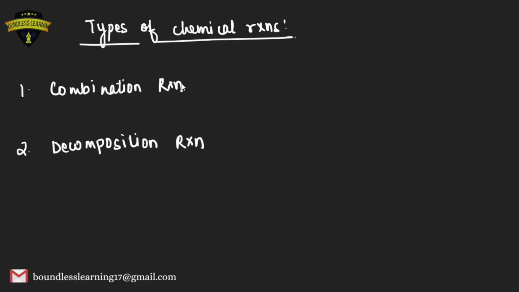Let's start with the combination reaction first. So as the word suggests, combination. When 2 or more substances combine to form a single product, the reaction is called a combination reaction. For example, the example of this is preparation of iron sulfide.